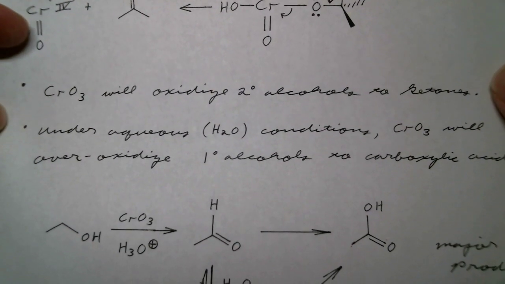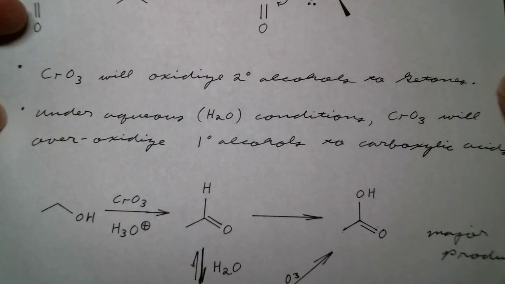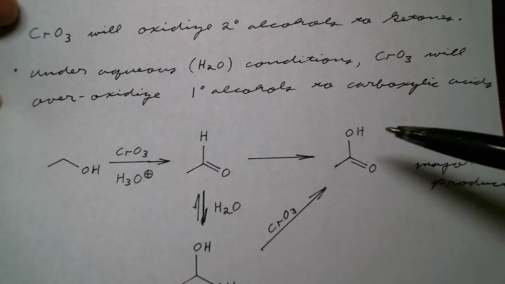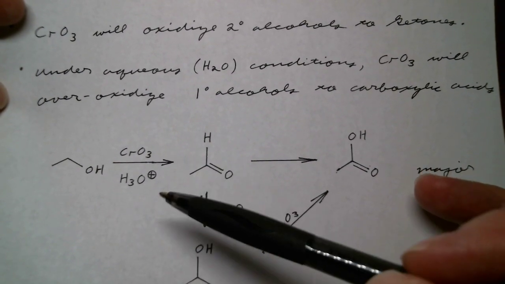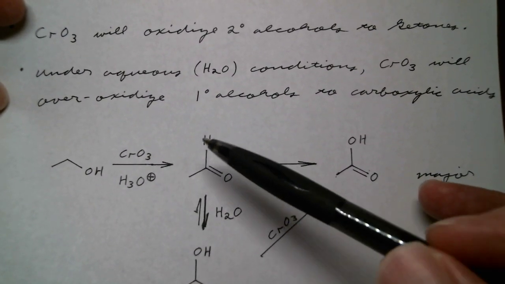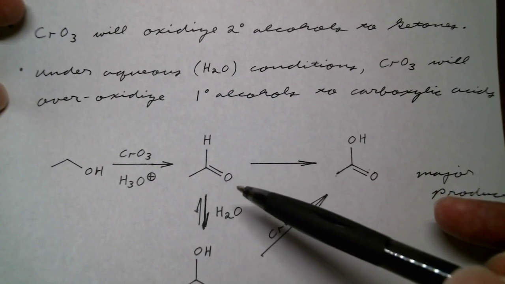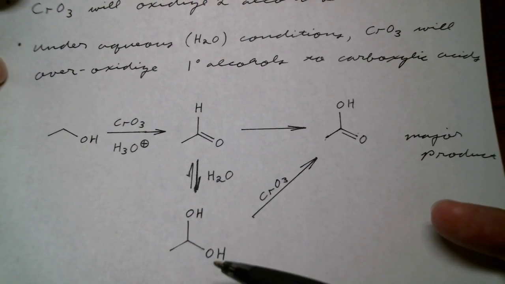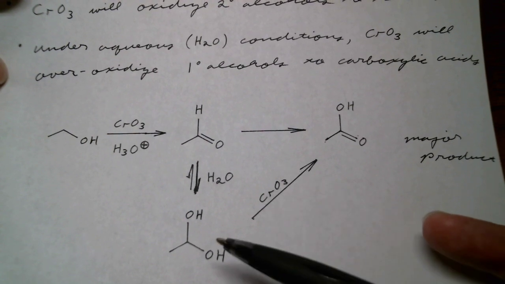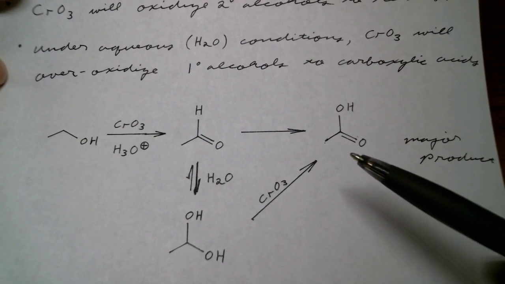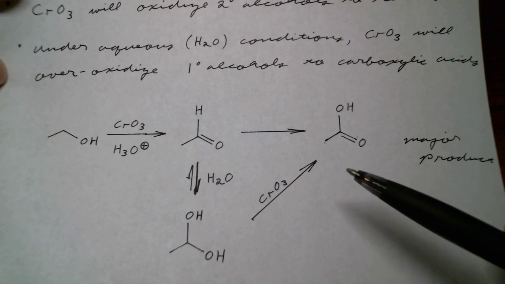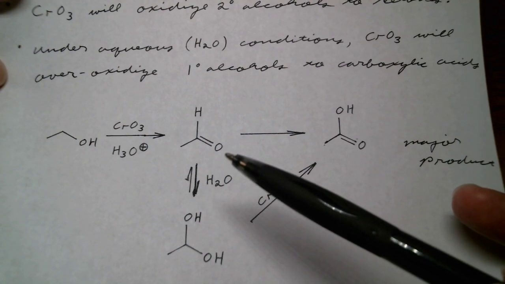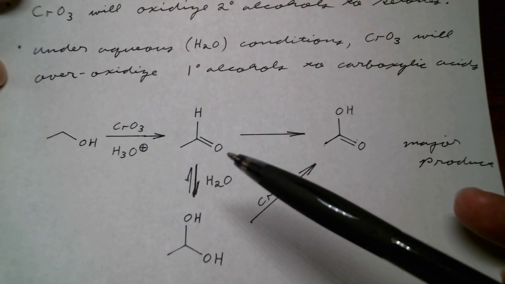Under aqueous conditions, chromium trioxide or potassium dichromate will over-oxidize primary alcohols to carboxylic acids. So here we go, ethanol, chromium trioxide in the presence of water. Yes, we'll go to the acetaldehyde, but we don't stop there. Aldehydes can form things called hydrates. We'll talk about this a lot more in the second semester. Then we can repeat the process, remove another H2, and all of a sudden we have acetic acid as our major product. If you're looking for acetaldehyde, you have to use an alternative oxidation method, and we'll talk about that.